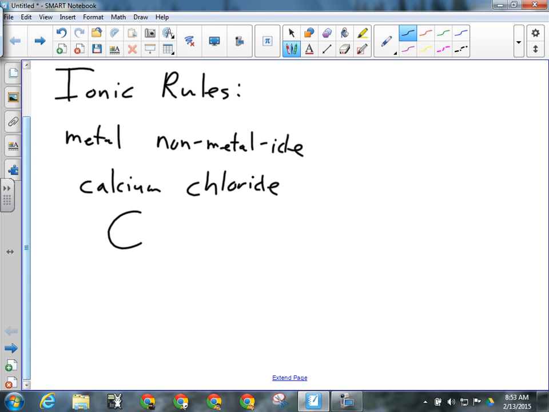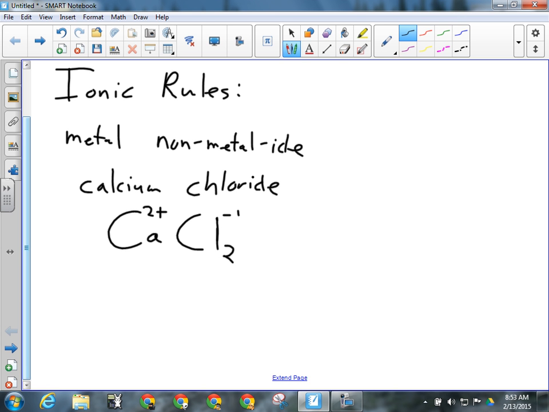So I write down the symbol for calcium, and then I write down calcium's charge. Calcium is not one of those special metals that has more than one. It just has a charge of 2+. So there's no confusion there. Then I write chlorine, and its charge is -1, and then I drop and swap. The 1 drops and comes over here, but we don't write 1s, so nothing goes there. We swap the 2 over and drop it down, and we've got CaCl2.